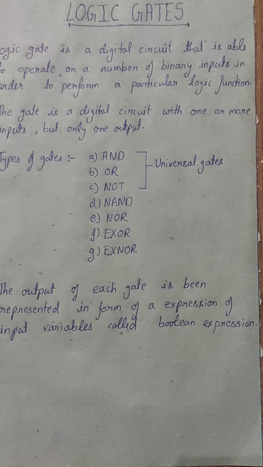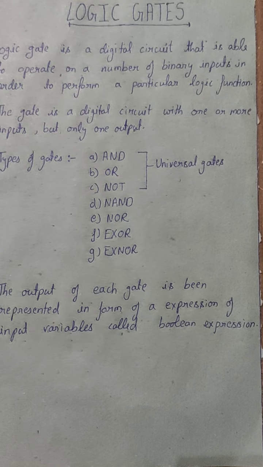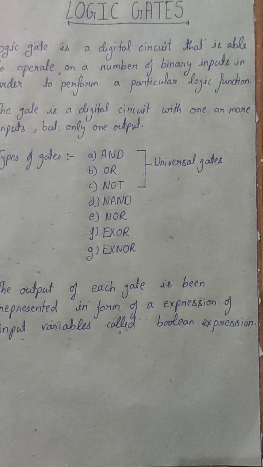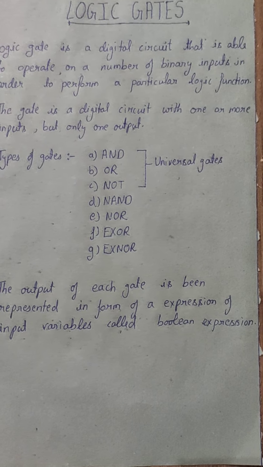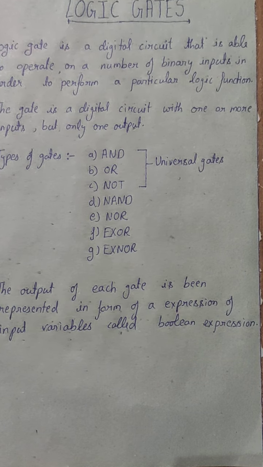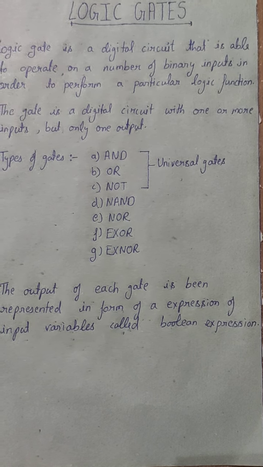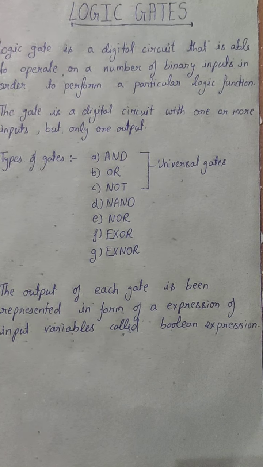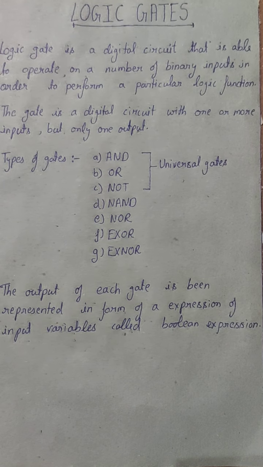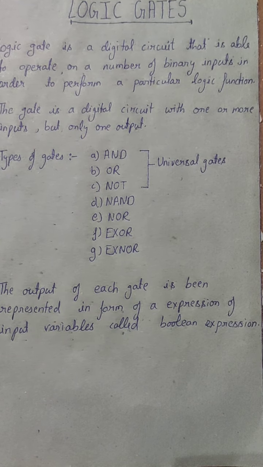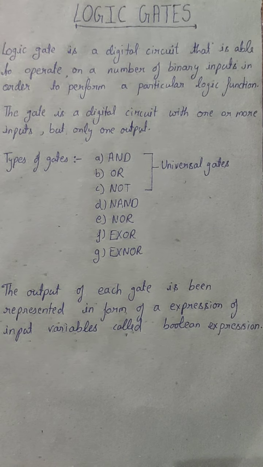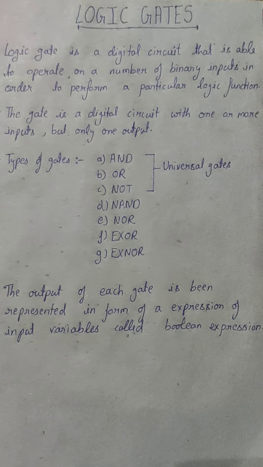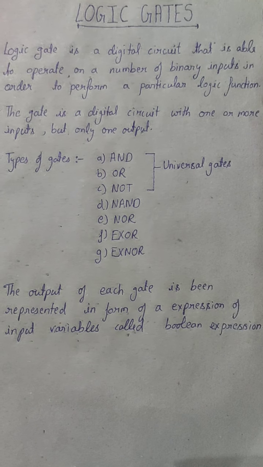Next comes the types of gates. These are the types of gates: AND, OR, NOT, NAND, NOR, XOR, XNOR. One thing we have to notice is that the first three, AND, OR, NOT, are also called universal gates, or we can say basic gates, because all the other gates are formed by the combination of these first three gates, AND, OR, NOT. That's why they are called universal gates.